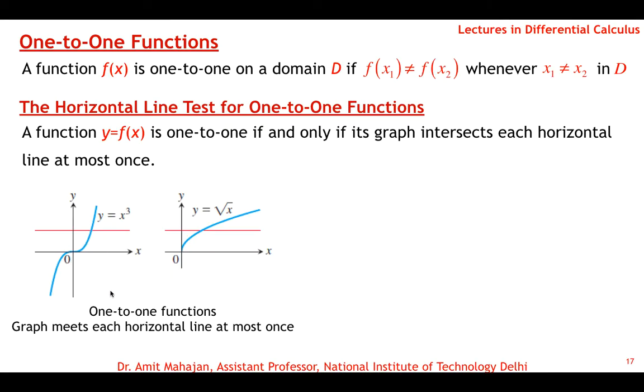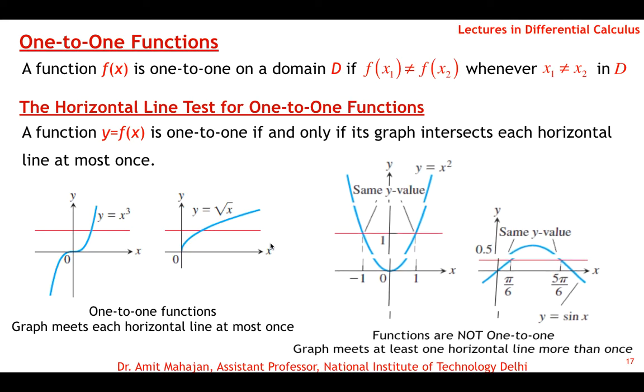Okay, that means if you are taking two distinct x1, x2, their corresponding y values are not the same. Similarly, y is equal to root x, this curve is one to one.